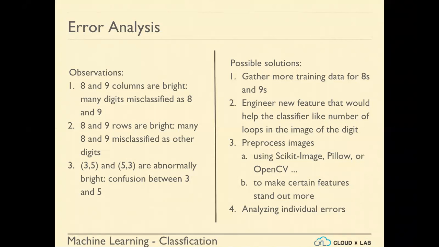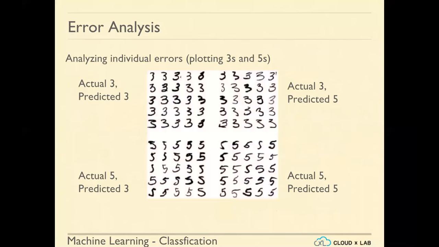Similarly, we could use these out-of-the-box libraries to make the padding equal on both sides, on all sides actually, to make it properly centered, right? And we must analyze the individual errors. Say, for example, we would like to analyze the individual errors in 3 and 5. So if we draw the confusion matrix of 3 and 5, this will look like this.